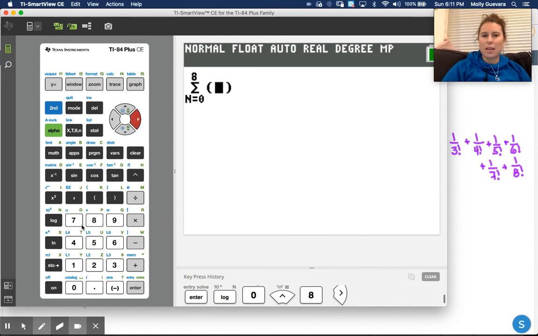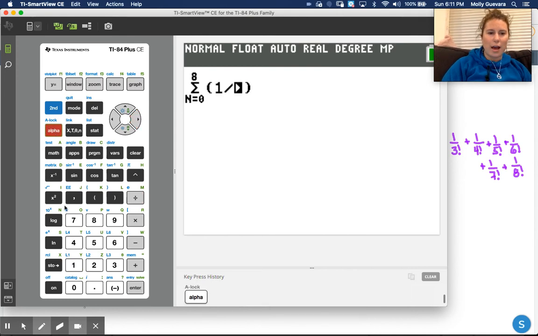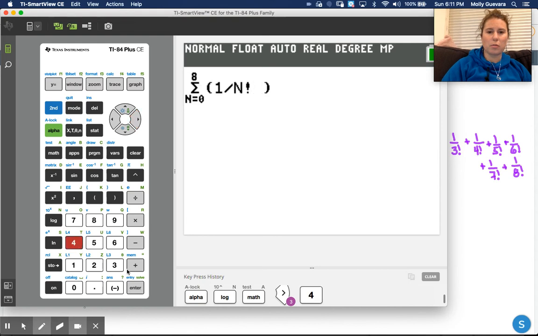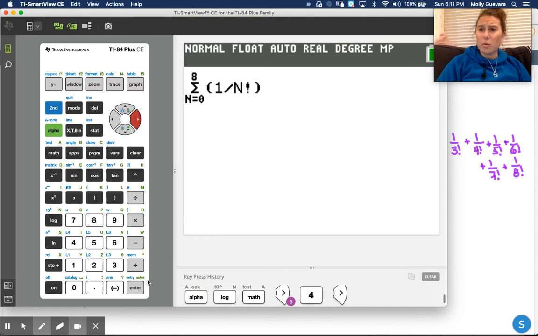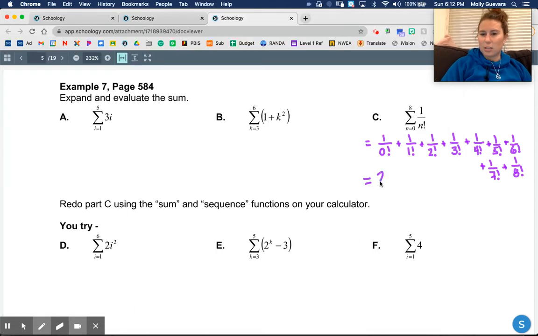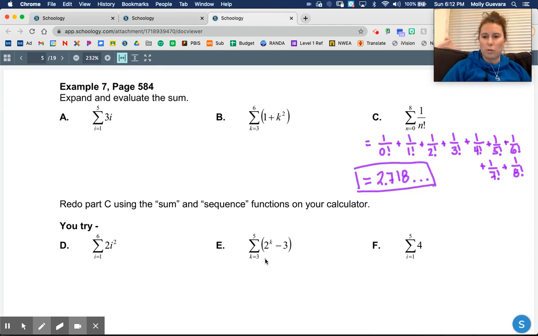And then it wants me to enter the function, right? So 1 divided by, I have to go alpha N. And then I need that factorial. So I'm going to go math over to probability number 4. So it's important to know where this stuff is on your calculator because this could take a long time for you to enter in your calculator if you don't know where the summation button is or if you don't know where the factorial button is. Okay, but I'm going to hit enter and I get 2.71827 blah blah blah. I'm going to round it. So I get 2.718 dot dot dot. And that is a way to do that on your calculator.